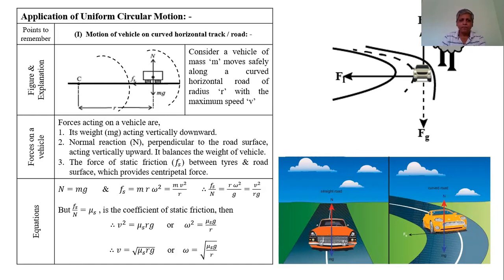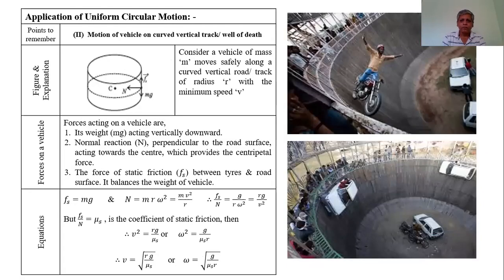Second application, in the same manner. The second application of uniform circular motion is the motion of a vehicle on a curved vertical track, or in a well of death. Well of death means, in Marathi or Hindi, we call it Maut ka Kuwa.